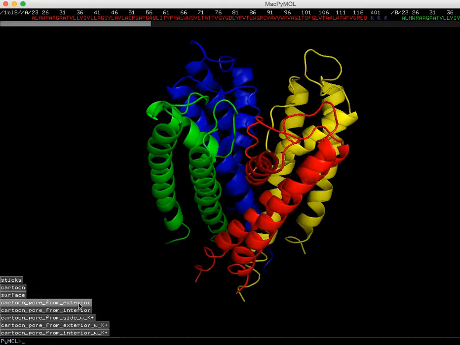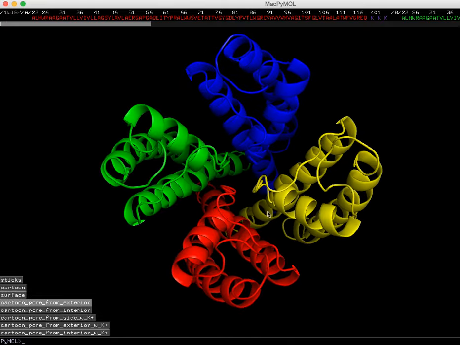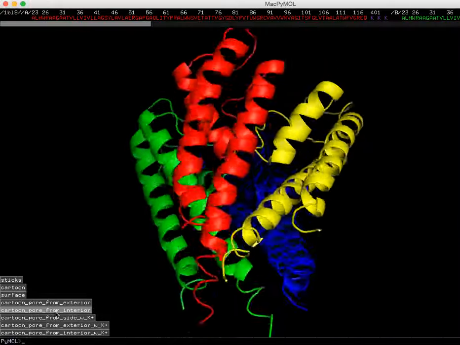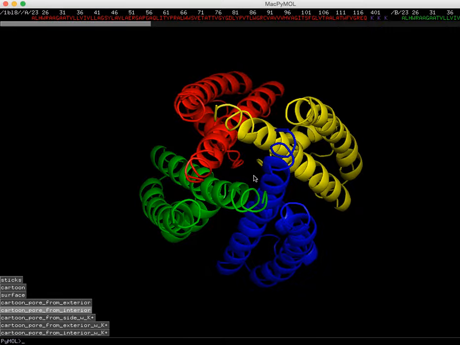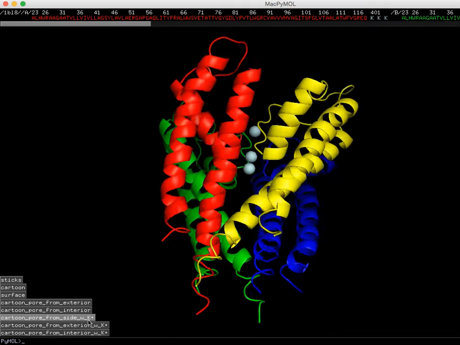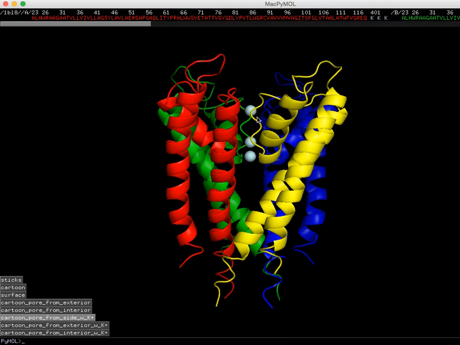Let's go back to the cartoon view. This is the pore from the exterior, and if I click again, I can tip it over and look at the pore. The pore is where the ions are going to go from the interior. Now let's put those potassium ions in there. In this view, there are 3 of them. It actually can hold up to 4, but potassium ions are cationic and similarly charged, so they repel each other. The 4th one is missing in this particular view in the experiments that were done to solve this structure.